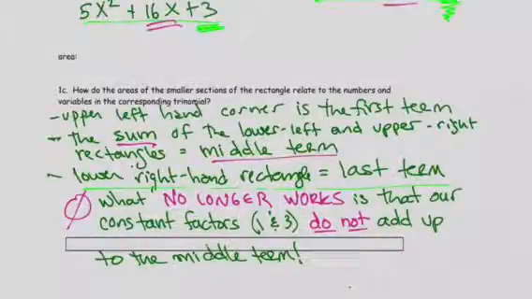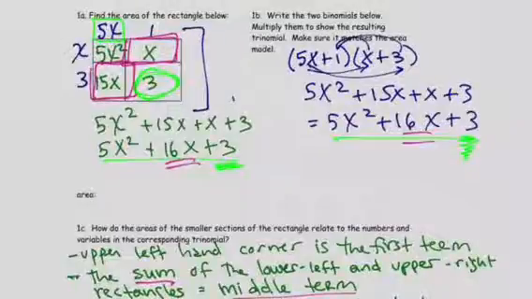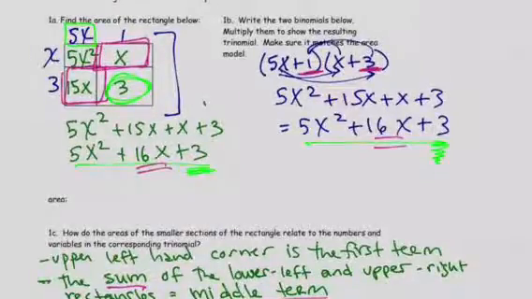What you'll notice no longer works, look at this pink circle I've put here with the line through it, is this: in the problems we did already, the constant factors, the numbers, the 1 and the 3 in this case, added to the middle term. Remember that? They multiplied to the last term, which they do here. 1 times 3 is 3. But if you add these terms together, they do not add to 16.